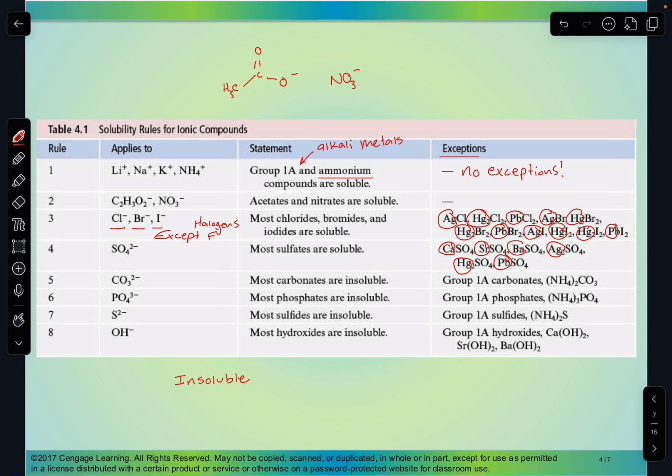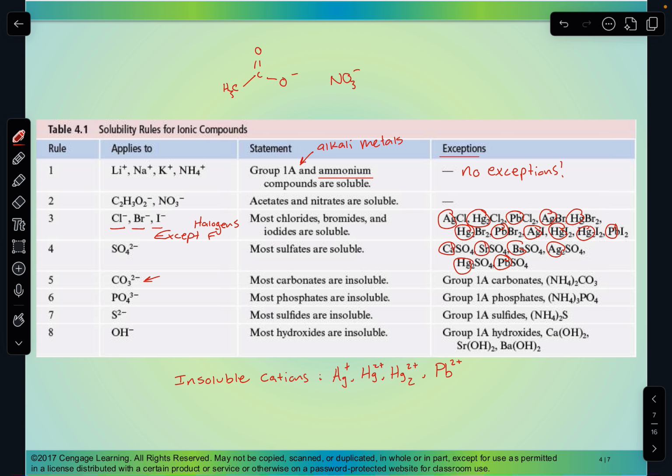Insoluble cations: Ag, Hg, which can also be Hg2. So that's 2 plus. This is also 2 plus. And what is it? Pb2 plus. These are going to be insoluble pretty much every time.